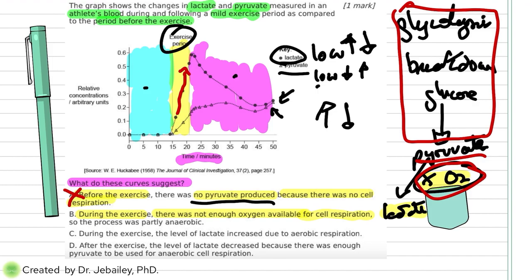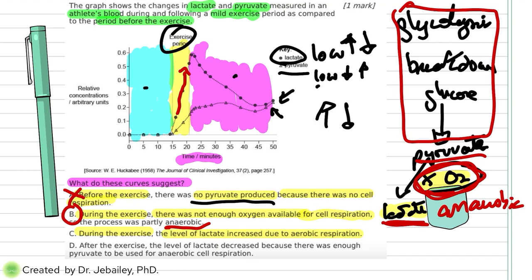So far that makes sense. A lot of lactate is being produced because there's not enough oxygen. Makes sense. So the process was partially anaerobic. That makes sense because if you go towards producing lactate, that means there's no oxygen, and oxygen means aerobic. So B could be the answer, but we always have to look at C and D to see if there's more specific. C, during exercise, again, the yellow section, the level of lactate increased due to aerobic respiration.